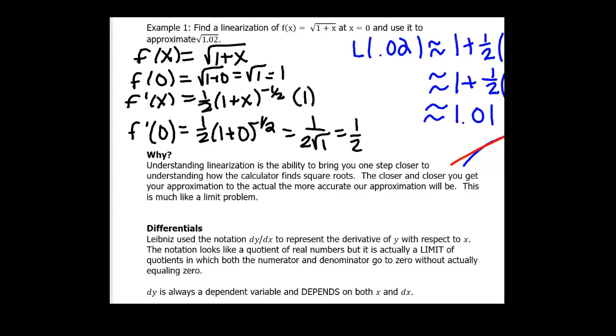Understanding linearization is one step closer to understanding how the calculator finds square roots. The closer and closer you get your approximation to the actual, the more accurate our approximation will be. This is much like a limit. So again, linearizations are kind of like limits. A limit isn't the actual value of that function, it is a predicted value. Same with linearization. It's not the actual, it's an approximation.